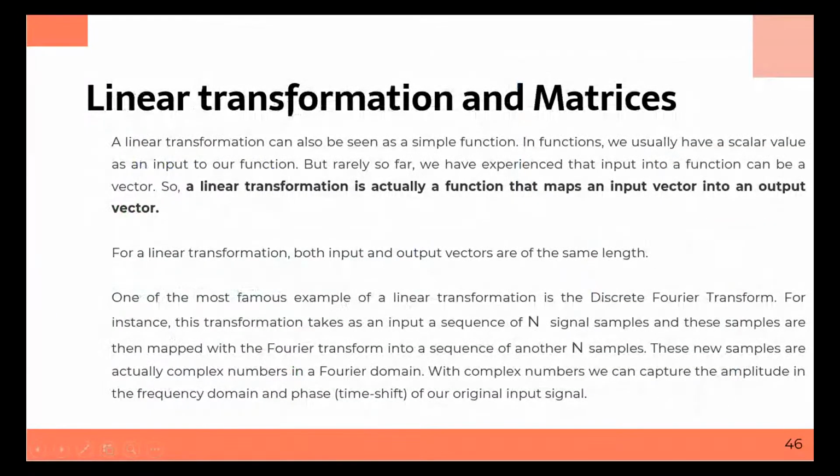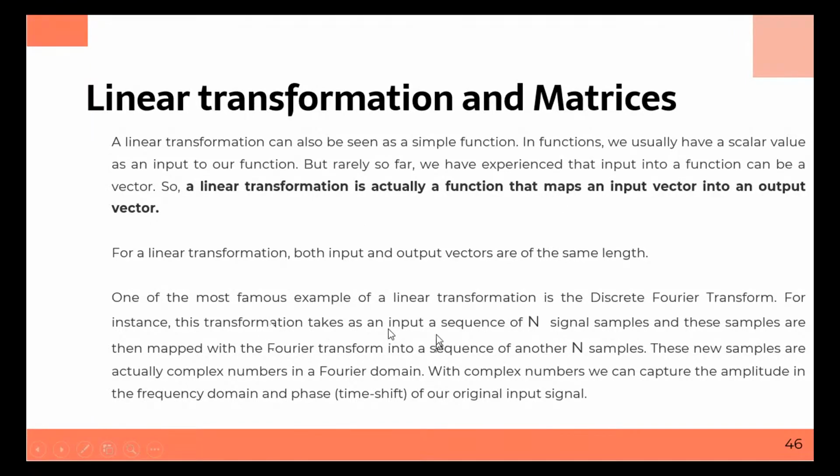For a linear transformation, both input and output vectors are often of the same length because they don't change their value, I mean their magnitude. One of the most famous examples of linear transformation is the discrete Fourier transform. Heard of this? Have you seen any equation of the discrete Fourier transform?